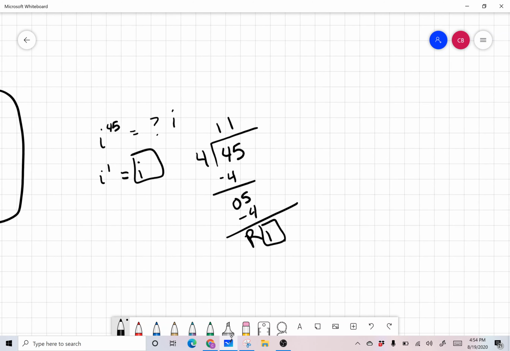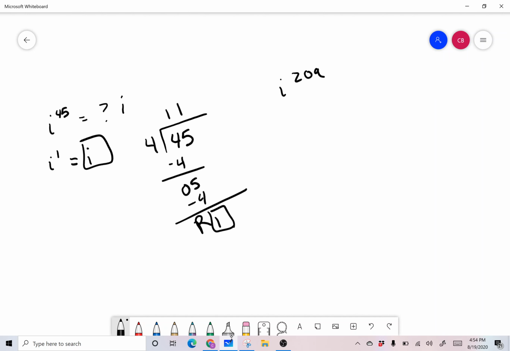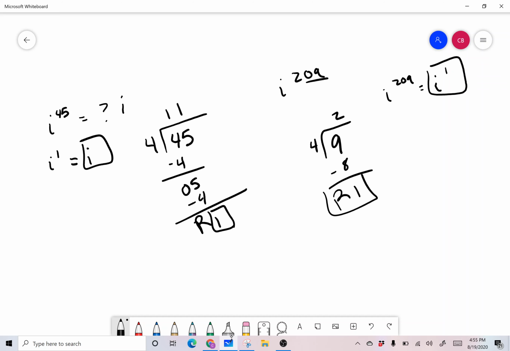What if I said, what is i to the 209? I'm going to show you a quick trick that always works. You can simply just use the last 2 digits if it's longer than 2 digits. If we do 9 divided by 4, oops, that looks like a square root sign, sorry, 9 divided by 4, this is 2, remainder is 1, so then i to the 209 is equal to i to the 1, which is i.